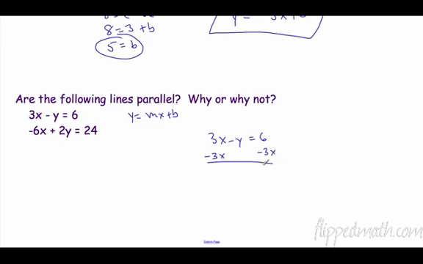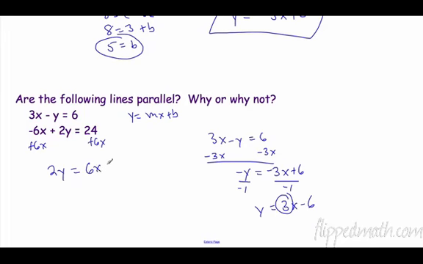All right. Now on questions like this, does it matter anything about the intercept? Not really. All right. So when I divide this by negative 1, I know the slope of this is going to be y equals 3x minus 6. So the slope of this one's 3. Now we need to find this one. So I'm going to add 6x to both sides. 2y equals 6x plus 24. Divide by 2. y equals 3x plus 12.